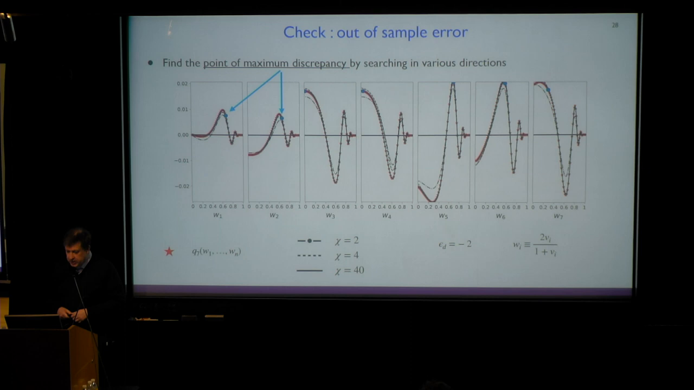And the second thing is, all of this error calculation, if you view it in machine learning terms, is an in-sample error. You are looking at the error at the slices which you are looking at. So what we looked at in a couple of points is: take the approximation that we have, take a point of maximum discrepancy by searching it in 7 dimensions, and plot from that point in all different directions. That's what we have here.